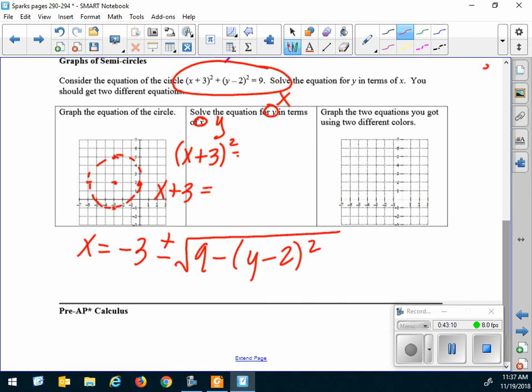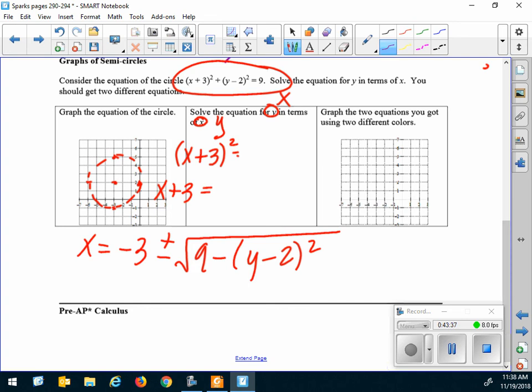Questions? Got to do it right. That's an awesome question. What is the difference between this one and the last one? Now, we solved it for x. We didn't solve it for y. It's right and left, not top and bottom. Now, here's what we're going to do.